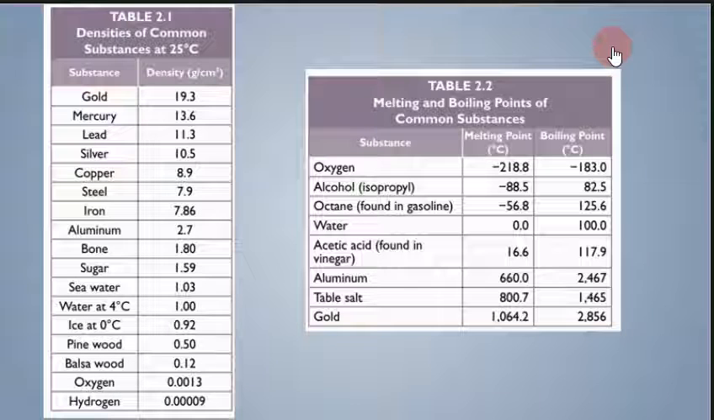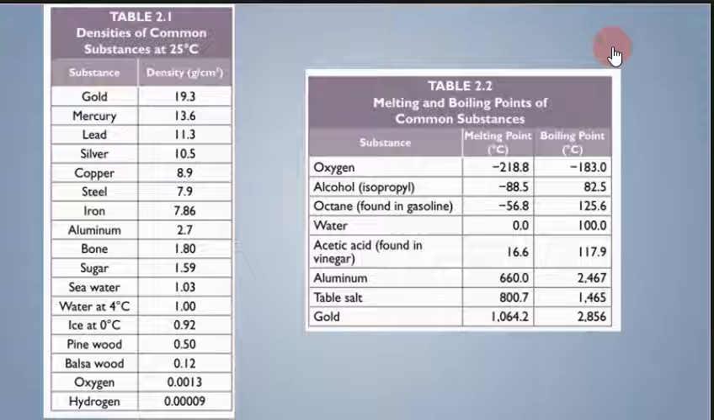What else is heavy? So these are the heaviest. Lead is pretty heavy. Silver, copper. See the metals, the really solid metals there. Look, aluminum's only 2.7. Why is bone not one of the highest? Bone, more like 1.80, yeah. Well, we don't want our bones to be too heavy. We want to be able to move. Sugar, seawater, okay. Water, regular water, 1.